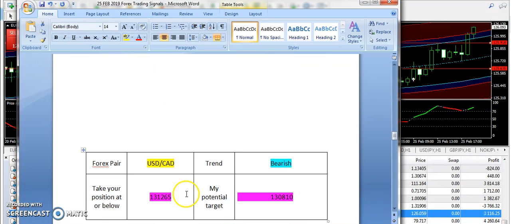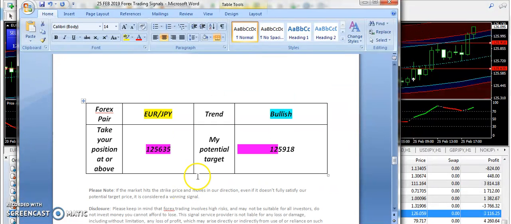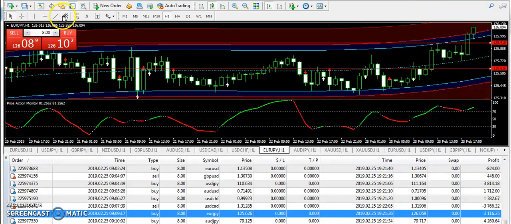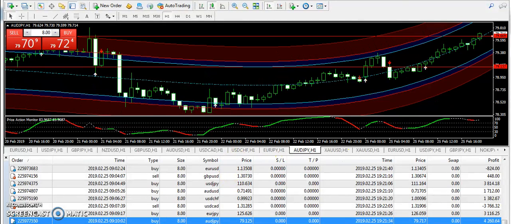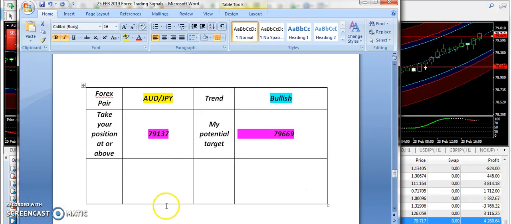Now let's talk about EURJPY. Similarly, I was bullish on this pair, so I supplied the bullish signal from 125.635 and the target price was 125.91918. And guys, you can see a strong bullish trend was supplied and the signal was already hit in the morning, and again it has retested it, and EURJPY has moved up, and you should have ended the trade with profits.